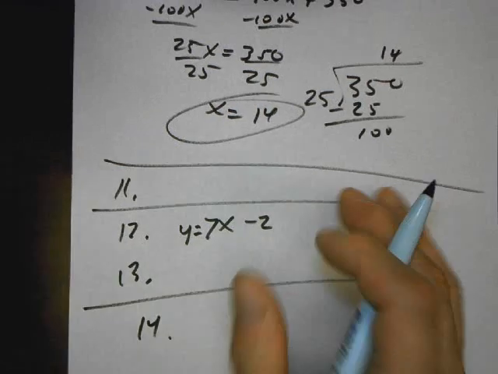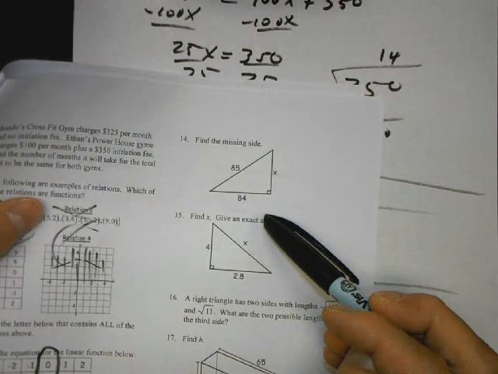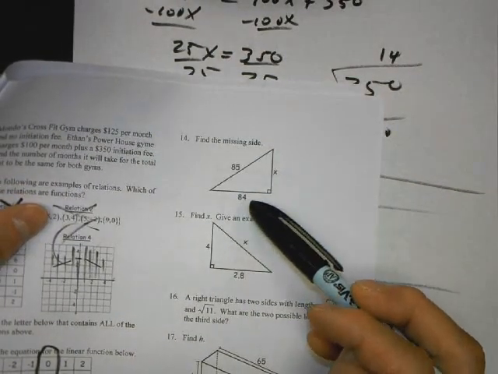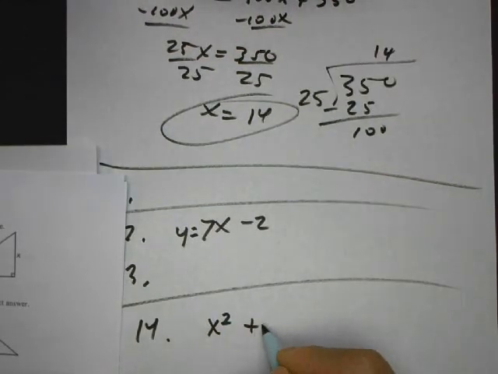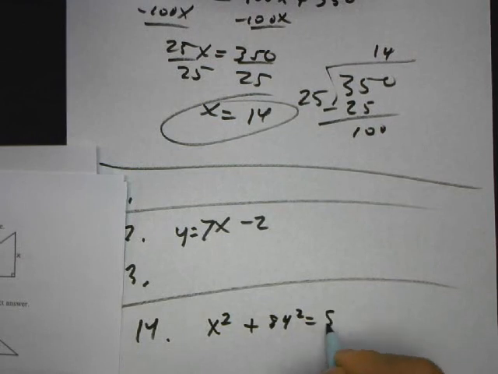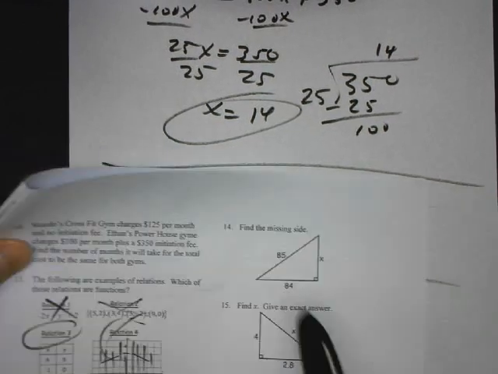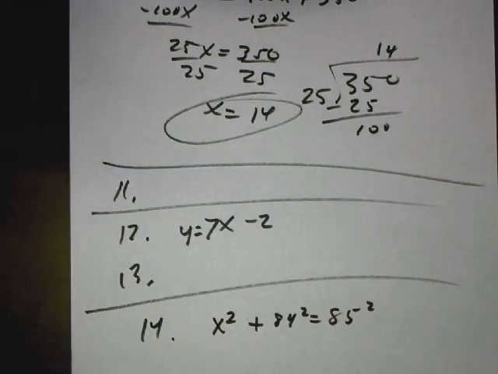Find the missing side. We have a right triangle here. We go leg squared plus leg squared equals hypotenuse squared. So I go leg squared plus leg squared. Remember, the long side is the one that's got to be by itself. That's the one that's got to be alone.